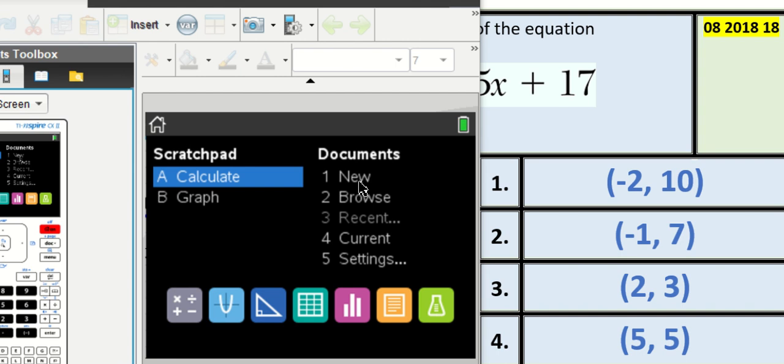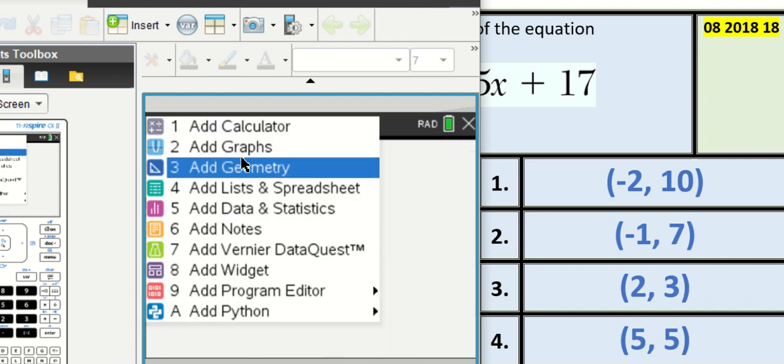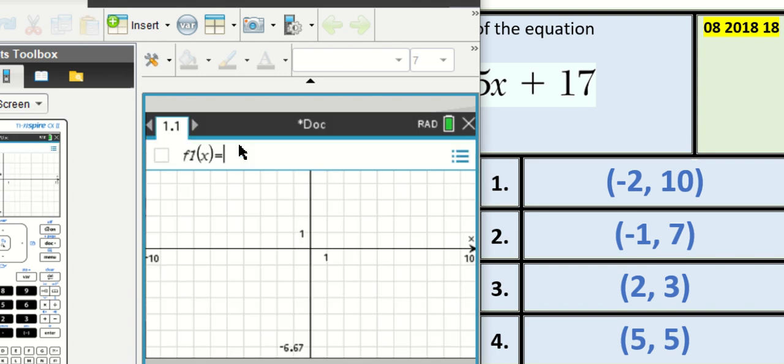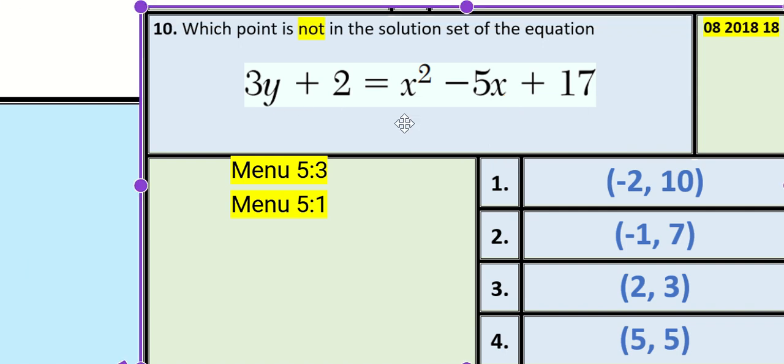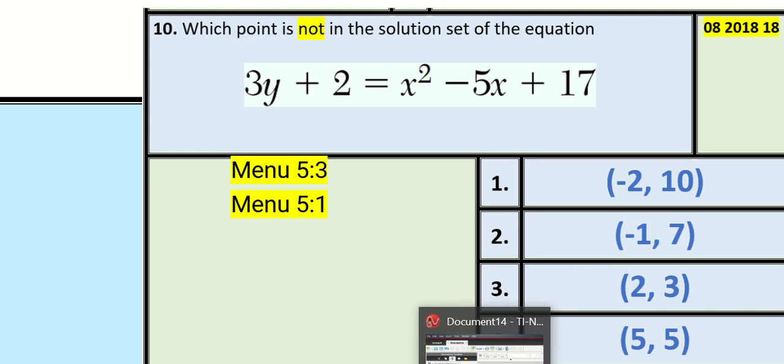Okay, home screen, new doc. Say no to drugs and add a graph page. Notice our equation does not start with y equals. It's 3y plus 2 equals. Therefore, we don't want to use a function menu. We want to go to a relation.